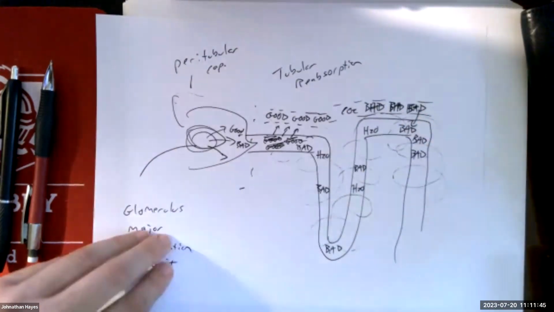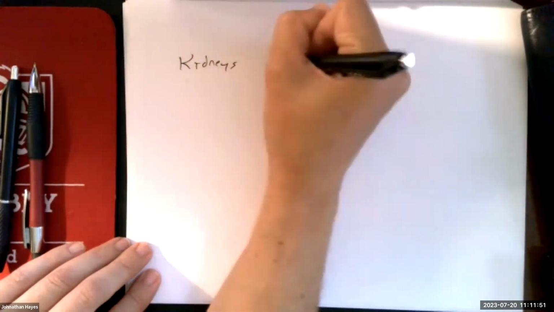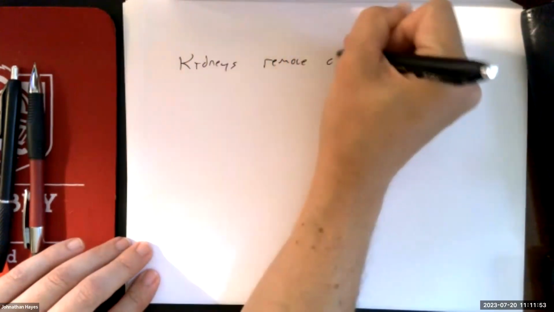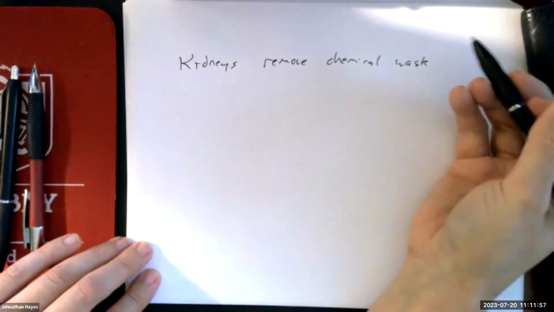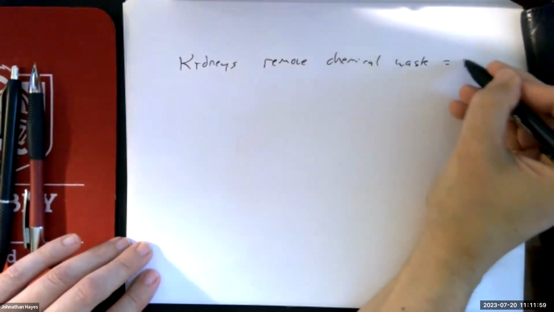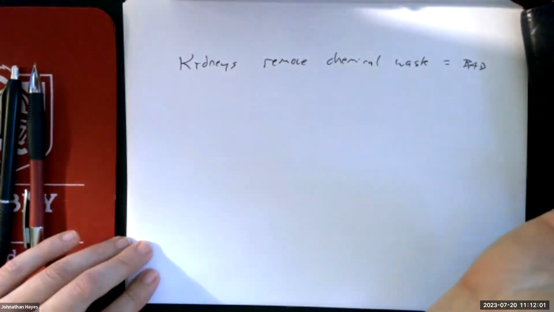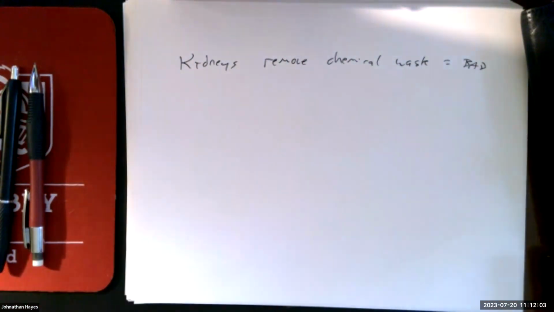Okay, so simplified version, one of the jobs of the kidneys is to remove chemical waste. And even though waste is variable, the waste is going to be considered bad if it accumulates too much, right? Because we don't want to become hypernatremic. We don't want to become hyperkalemic. Even though sodium and potassium are normally considered good for the body, if you have too much, it's bad. So waste is going to be anything in excess, it's going to be considered bad.